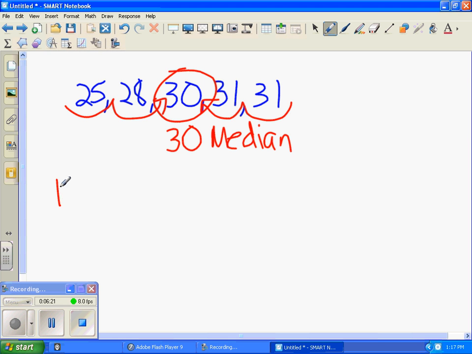Now we have to do the mode. The mode is the one that occurs the most, and the only one that got 2 was 31. We saw that 2 different times, so 31 is the mode.